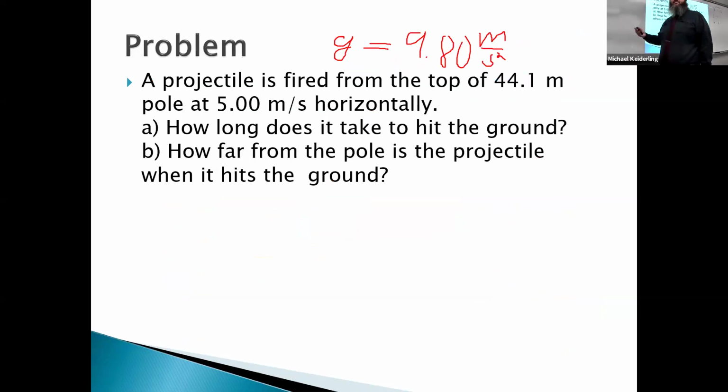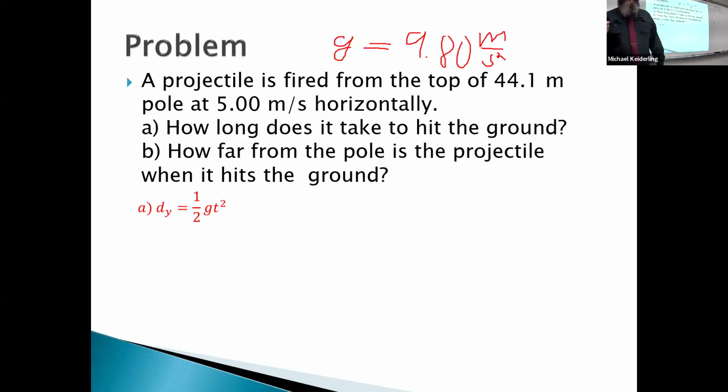So here's another example. A projectile is fired from the top of a 44.1 meter pole at 5 meters per second horizontally. And this is asking you how long does it take to hit the ground, how much time, and how far from the pole is the projectile when it hits the ground.